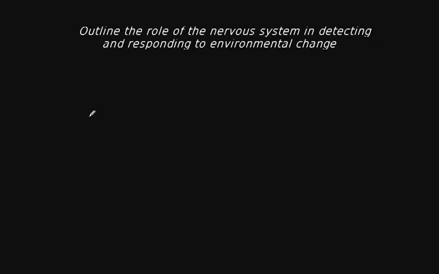In today's presentation, we're going to look at the role of the nervous system in homeostasis. So a specific dot point we're going to look at is: outline the role of the nervous system in detecting and responding to environmental change. Before we start, we're just going to revise some of the work that we looked at in the previous presentation about homeostasis.